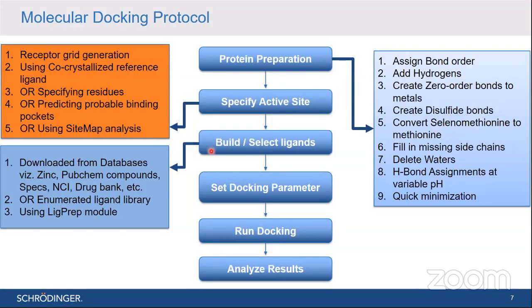The same thing you need to do for the ligands. Ligand molecules you can get from various available databases like PubChem, ZINC, NCI, or DrugBank. If you don't want to go with such databases, you also have an option to create your own library of compounds based on your requirement. Once you have the library, you need to go for ligand preparation, and for that we have a module called LigPrep. Once your protein is ready, the grid is ready, and the ligands are ready, you can set the molecular docking parameters and simply run the docking. These are the steps involved.